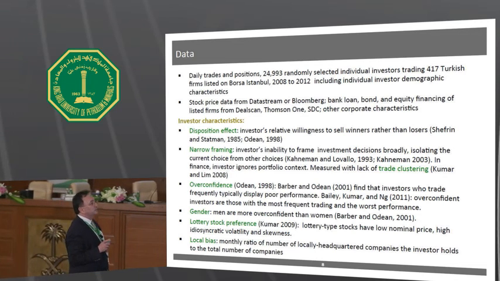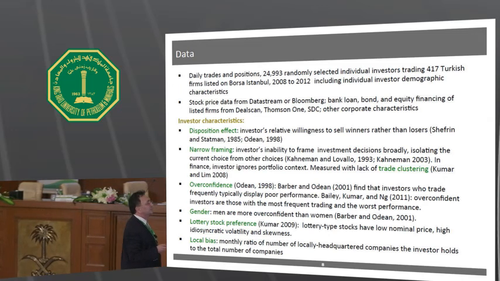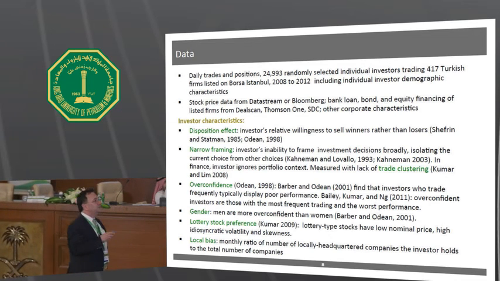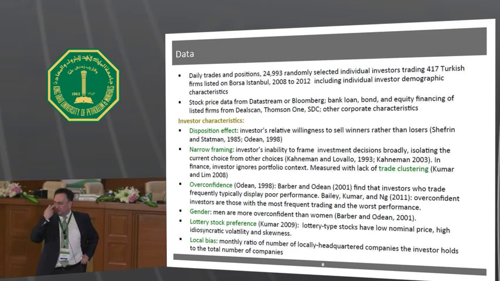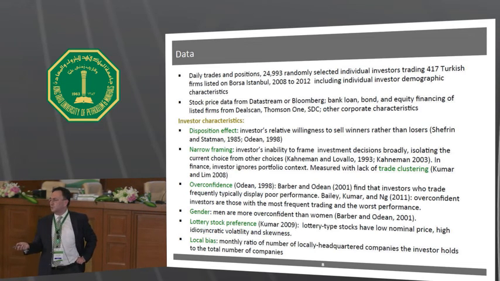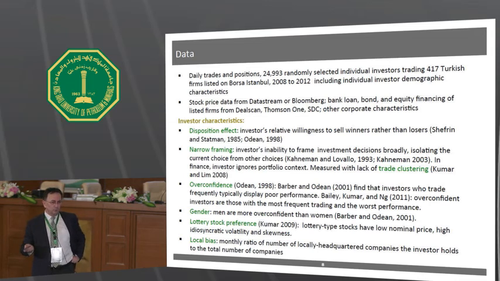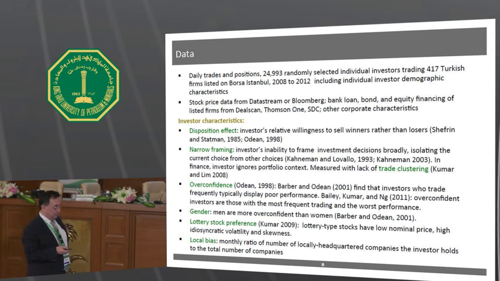In terms of the SCOOP data, we used Deal Scan, Thomson One and SDC, whichever we were able to find. The interesting thing is there weren't a lot of SCOOP issues. I think it was around 11 or 12 SCOOP issues that we were able to identify.